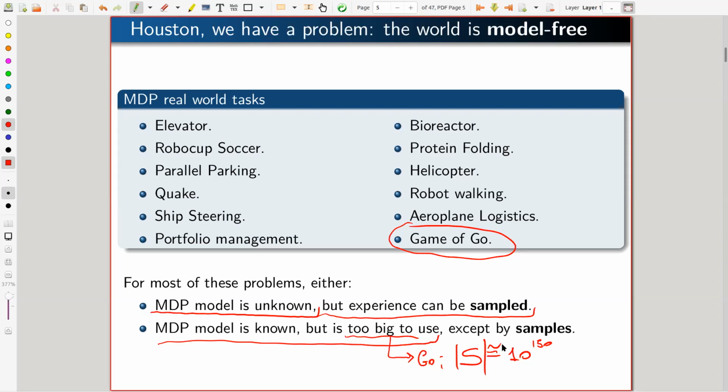And in some cases, say a helicopter, of course you know the dynamics, you know the physics laws governing how the helicopter is flying, but you cannot use this model. This is a very complex dynamical system, but you can simulate trajectories, you can build a simulator, a software, and you can take samples.